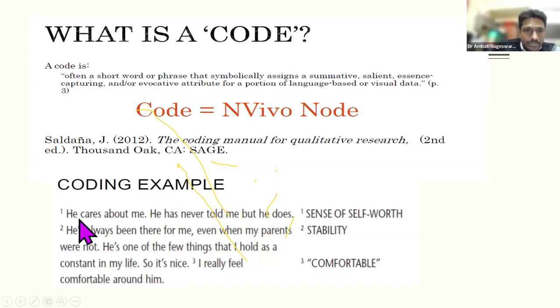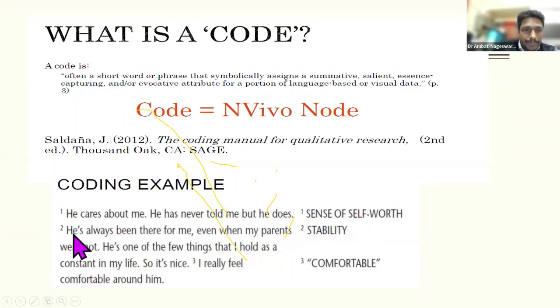For example, if you look at the example here, "He cares about me. He has never told me, but he does." After reading this particular statement, based on my understanding, based on my interpretation, as you all know that qualitative research is something based on subjectivity, it is completely my own interpretation. I am coming with the understanding that I can give the coding as sense of self-worth for this particular line, or maybe for this particular quotation, or paragraph.